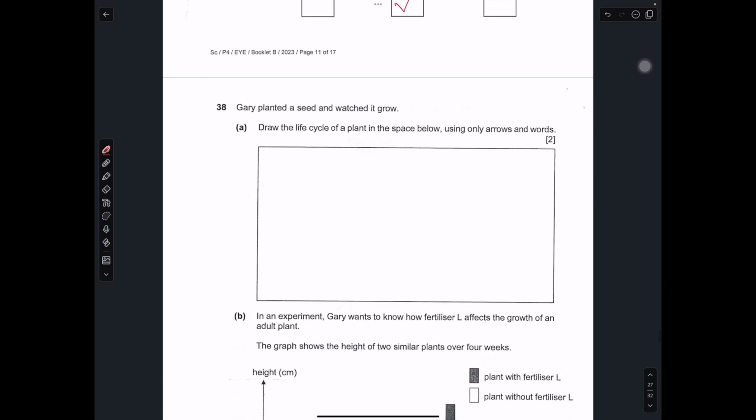Okay. Gary planted a seed and watched it grow. Draw the life cycle of a plant in the space below.